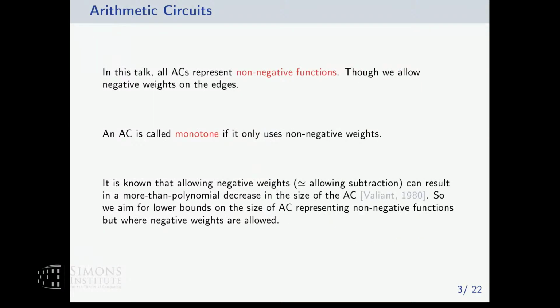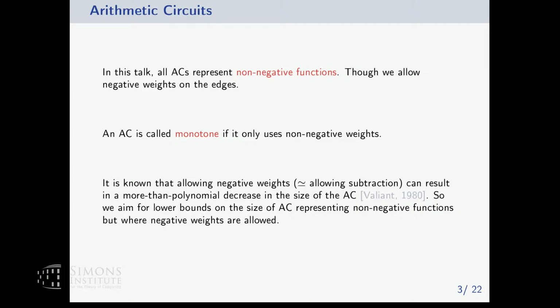And in this talk, all the arithmetic circuits will represent non-negative functions, because we want to use them to represent probabilistic circuits, so it makes no sense if they can return negative values. However, even though they represent non-negative functions, they can use negative weights. That's fine. If they don't use negative weights, then we usually call them monotone arithmetic circuits.